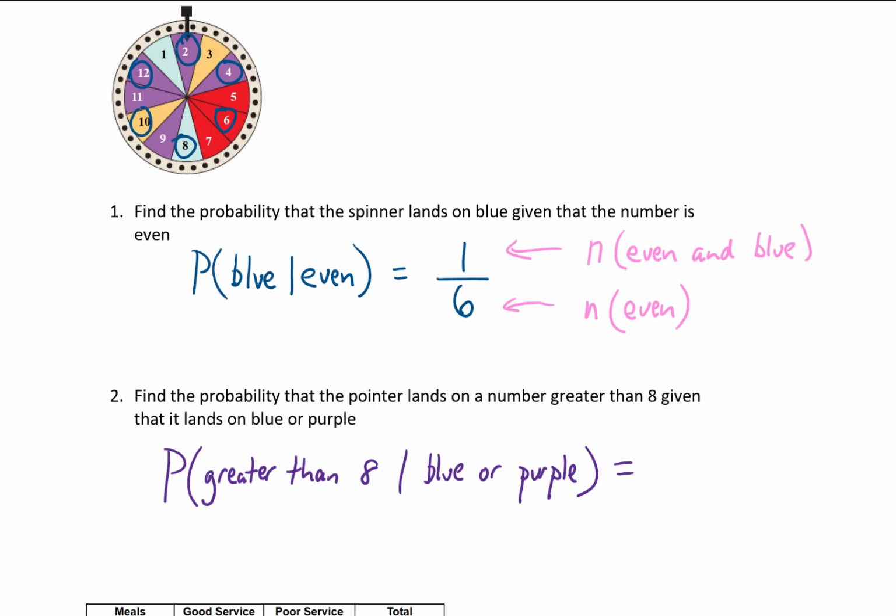Okay, I'm going to erase these circles up here so it doesn't get too messy. We first want to assume that our spinner lands on either blue or purple. Let's circle all of the numbers up here that have either a blue or a purple space. All right, those are all of our blues and our purples.